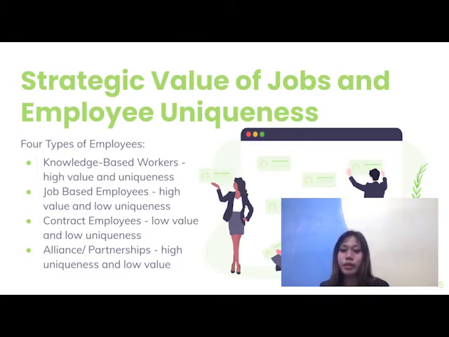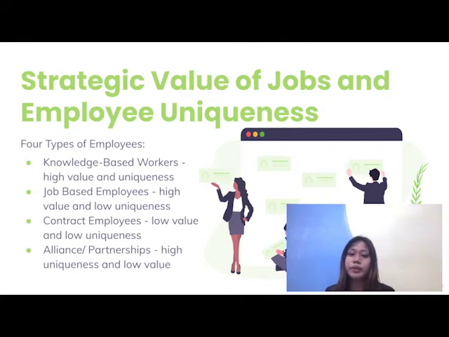Uniqueness is also a factor, as this refers to the extent to which the employees are rare and specialized and not highly available in the labor market. Strategic value refers to the employee's potential to improve company effectiveness and efficiency.